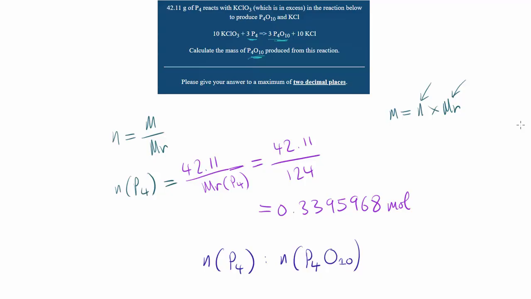Now if you look at the coefficients, you've got a coefficient of 3 here and a coefficient of 3 here. What would be the implication of that? Well, what this tells you is that for every 3 moles of P4, you're going to have 3 moles of P₄O₁₀.